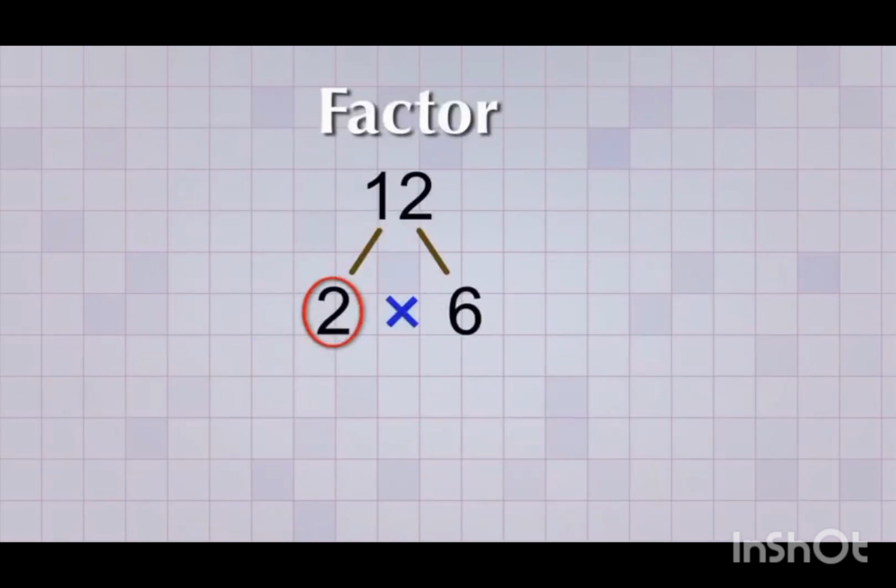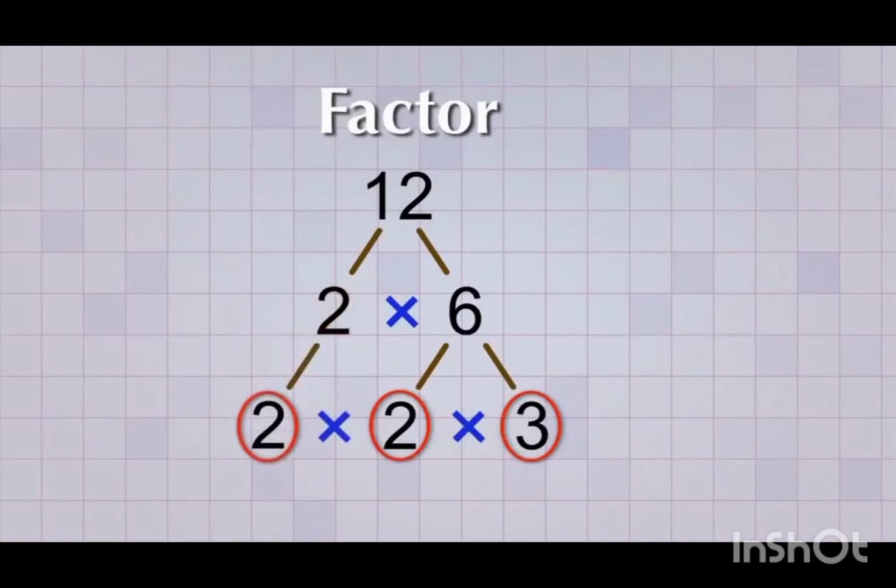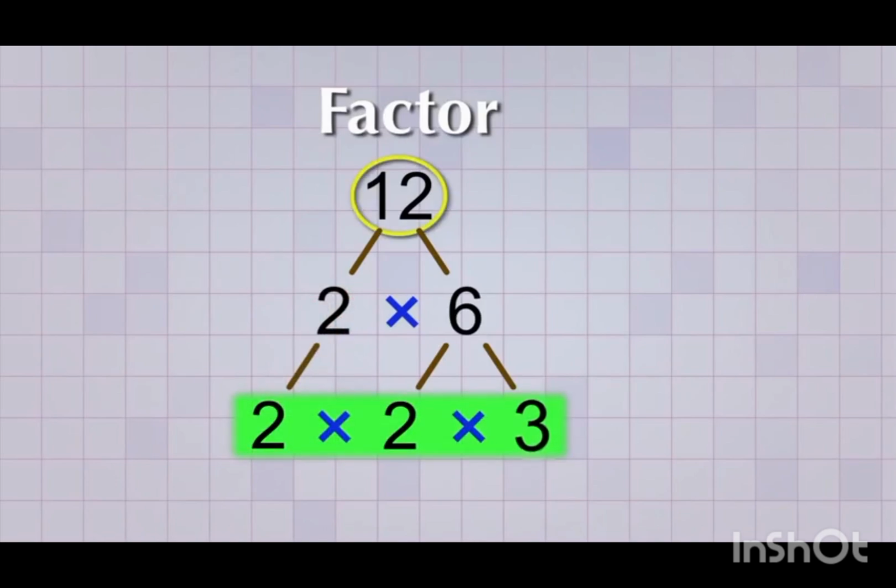Well, we know that 2 is a prime number, but is 6 prime? No, it's not, because 6 can be factored into 2 times 3. And both 2 and 3 are prime numbers, so now we're done factoring. And if we bring down that 2 that we had from the first factoring step, we can see that the prime factorization of 12 is 2 times 2 times 3.